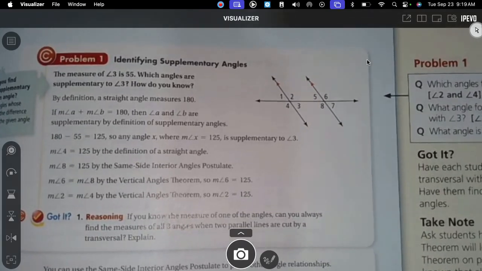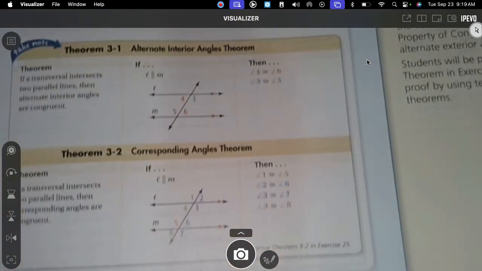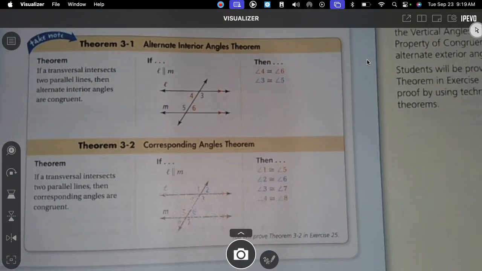Here is your next little proof. I mean, not your proof, sorry. Your next theorems. We just said this. Alternate interior angles are congruent. And corresponding angles are congruent. We said equal. That's the same thing. So that's all this means. Alternate interior angles are going to be congruent, and corresponding angles are congruent. Do we kind of understand that?